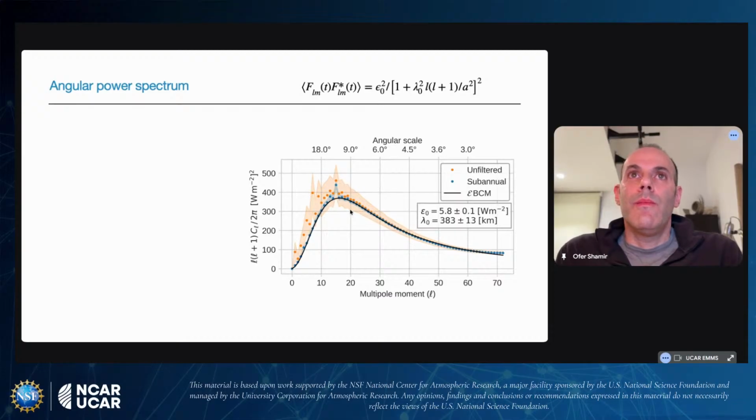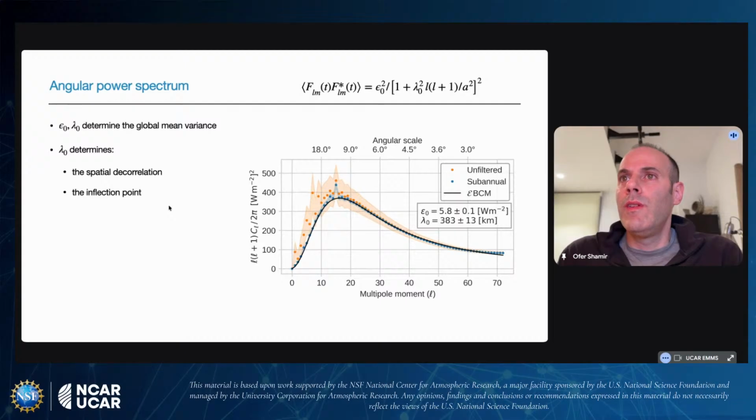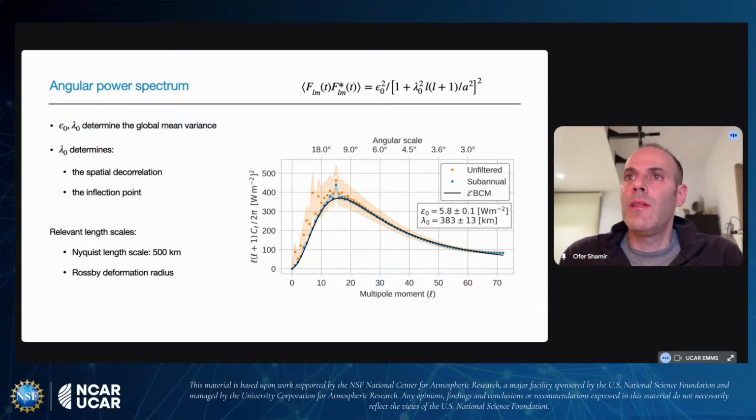And so from here we get an estimate for the values of epsilon 0 and lambda 0. And as I mentioned, lambda 0 plays the role of the spatial decorrelation. In fact, it's an upper bound on the spatial decorrelation. And we should compare it to some of the relevant length scales in the data. So first, it's smaller than the Nyquist length scale, which is 500 kilometers. The lambda 0, the upper bound on the decorrelation that we estimate, is about 400 kilometers, substantially lower than the Nyquist length scale.